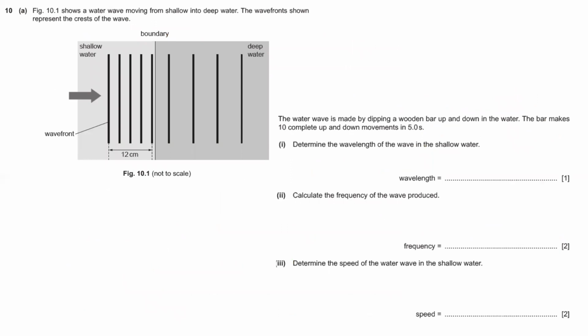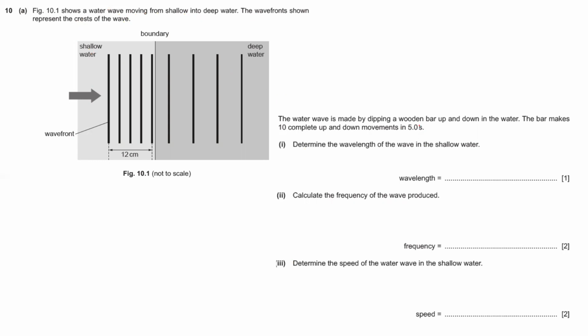So moving ahead, question number 10. It says that figure 10.1 shows a water wave moving from shallow water to deep water. The wavefronts shown represent the crests of the wave. Now, these are the crests of the wave. So this is shallow water, this is deep water. Again, this is our wavefront. So one wavefront, two, three. Again, these are the wavefronts.